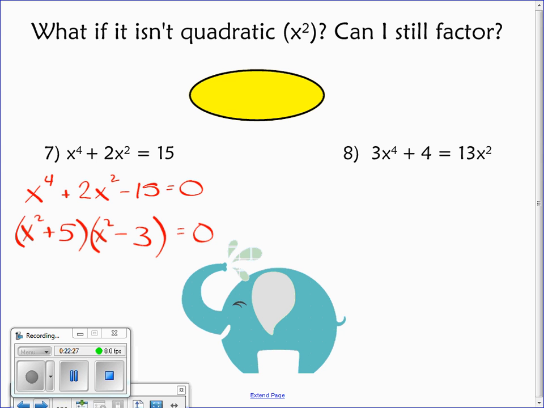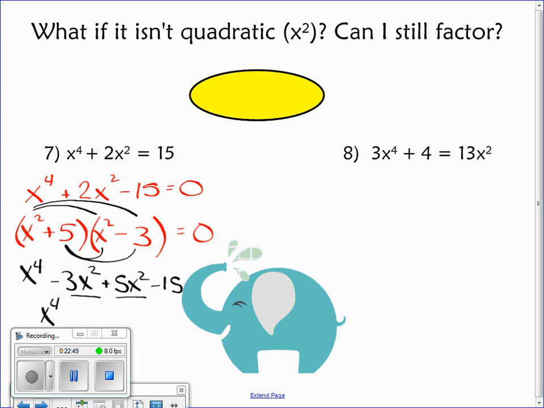All right, now I want to show you, you don't have to write this down if you don't want to, but I want to show you how this actually works out okay. Because some people are always like, wait a minute, how's that going to work? So if I do a full FOIL on this, so I multiplied it out, I'm going to get x to the 4th minus 3x squared plus 5x squared minus 15. Put your like terms together. X to the 4th plus 2x squared minus 15. Did it work?